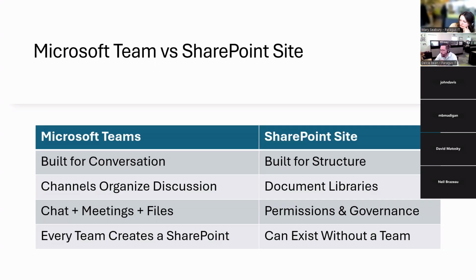So the architectural takeaway here is simple. Use Teams for active collaboration and conversation, and use SharePoint for structured governance and long-term content. When you blur the lines there between the collaboration space and the long-term storage space, that's when you can run into governance issues and data loss issues.